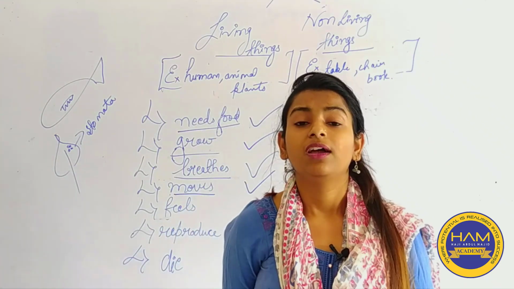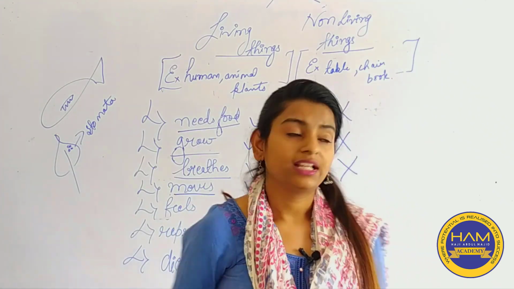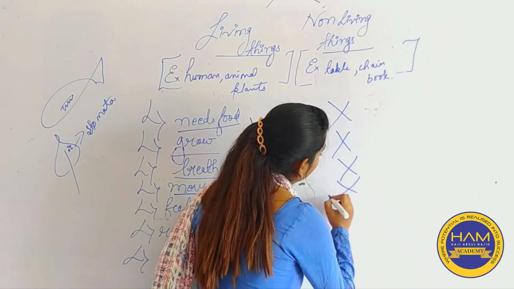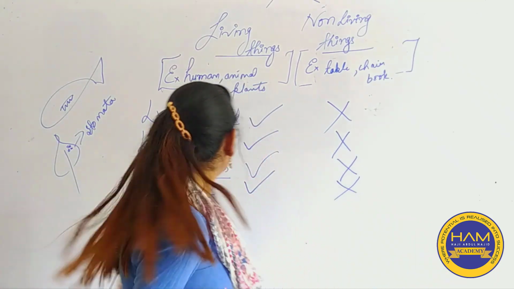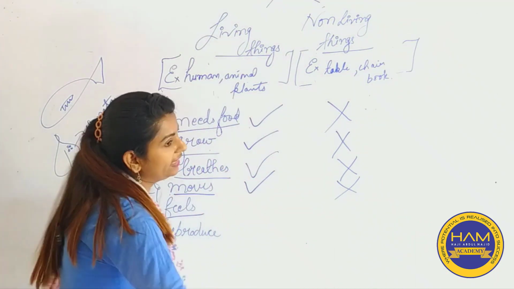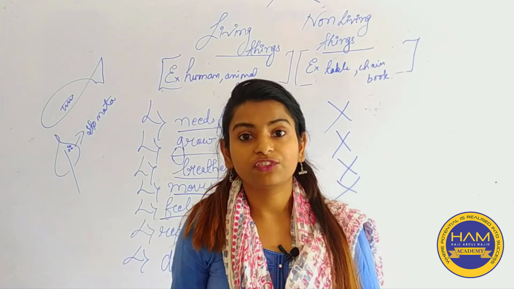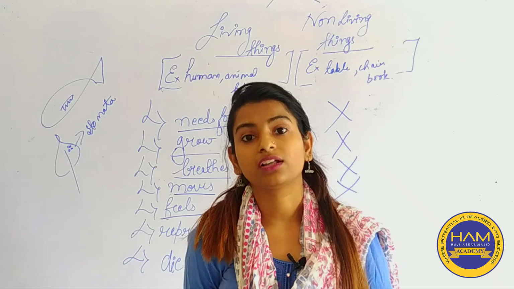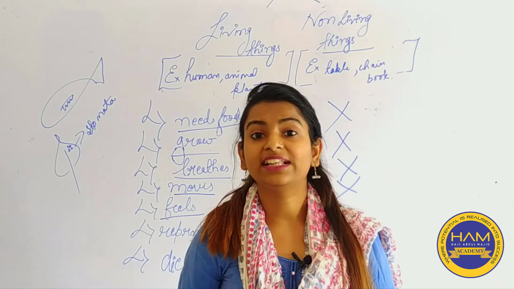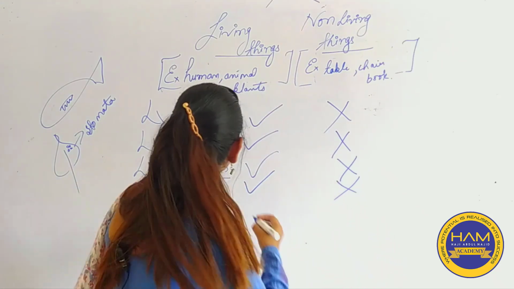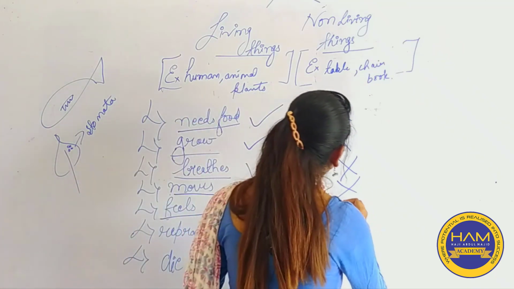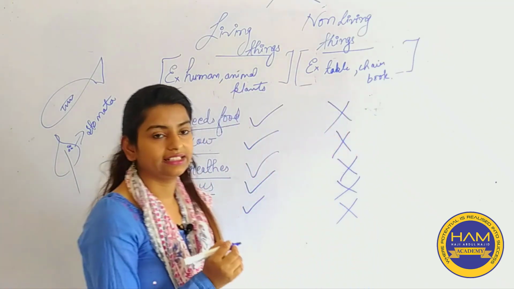Non-living things can also move, but they cannot move on their own. Hence we can say that non-living things don't move. Now living things feel. When you switch off the fan, you start feeling hot. Birds migrate when they start feeling hot. So living things feel, but non-living things don't feel anything.